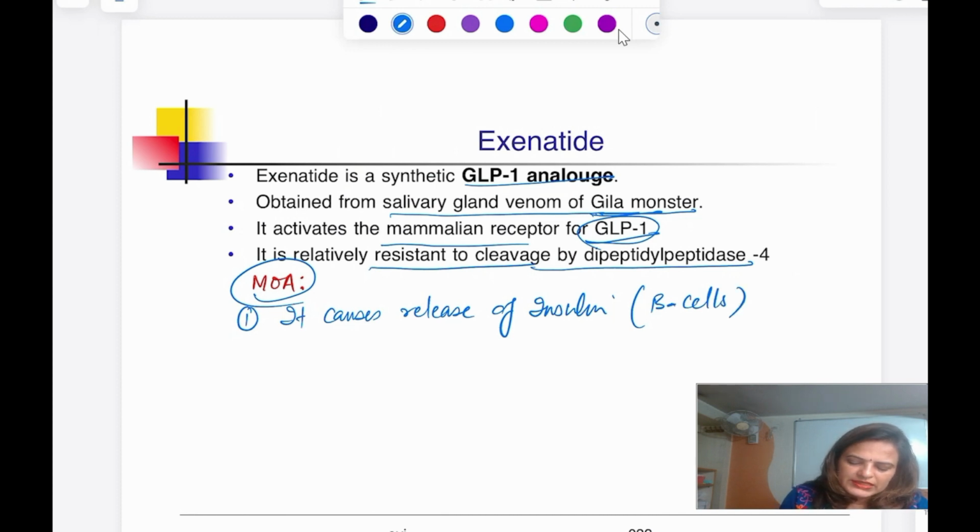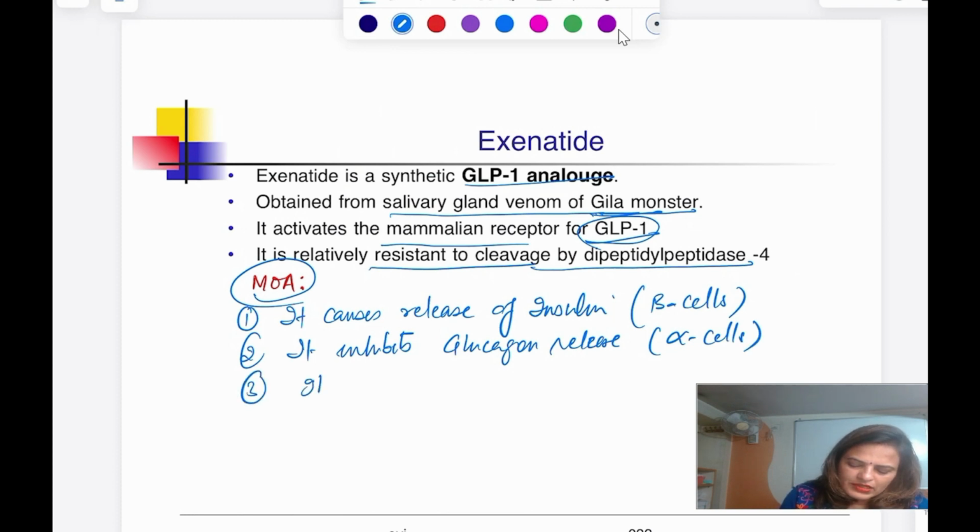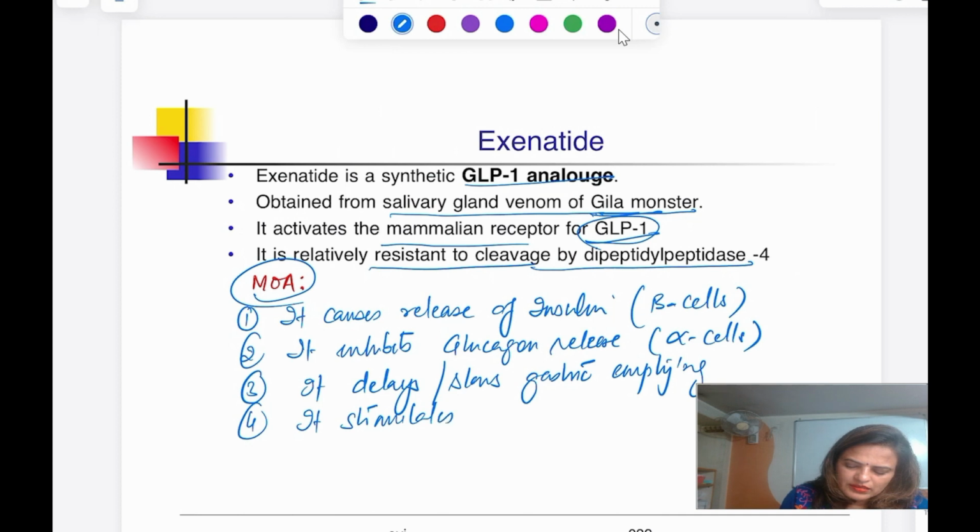Sorry, not beta receptor, beta cells. Number two, it inhibits glucagon release by acting on the alpha cells. It delays or slows gastric emptying. It stimulates the satiety center in the brain.